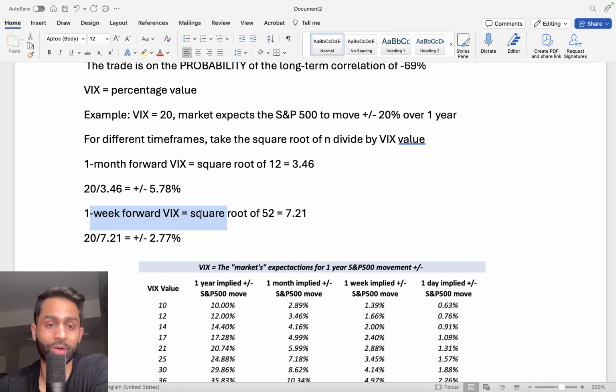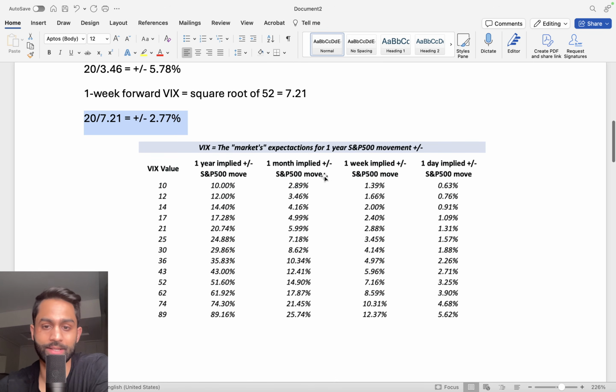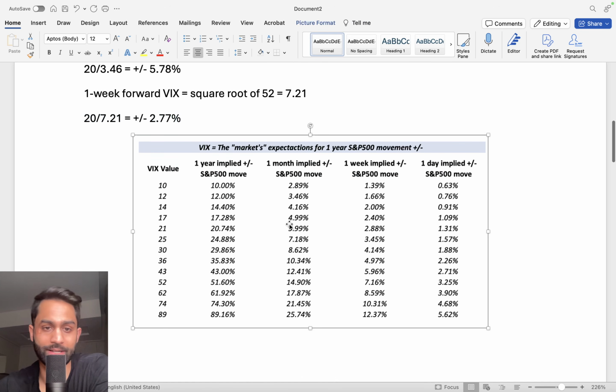If you're trying to look at the 1 week forward VIX value, square root of 52 because there are 52 weeks in a year, and that's 7.21, and 20 divided by 7.21, now we're looking at plus minus 2.77%. This right here is a chart calculating for different VIX values with the implied move on a 1 year, 1 month, 1 week, and 1 day basis.